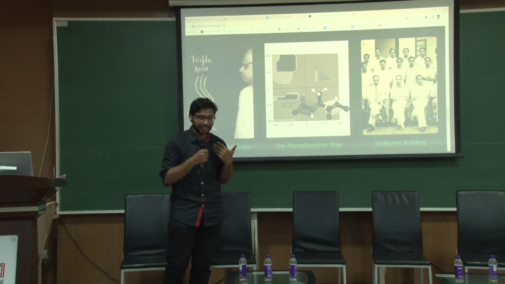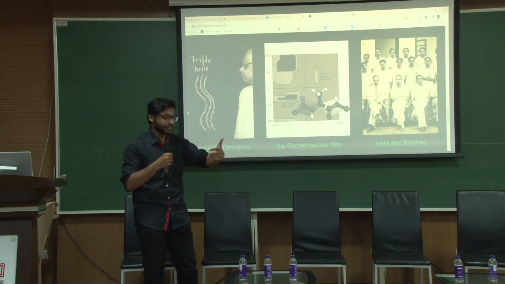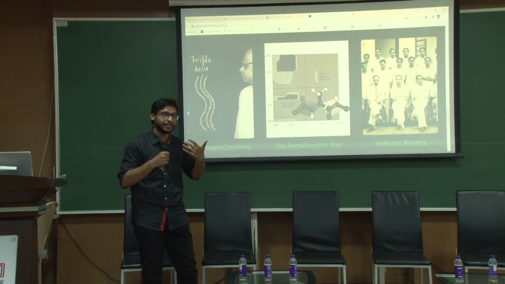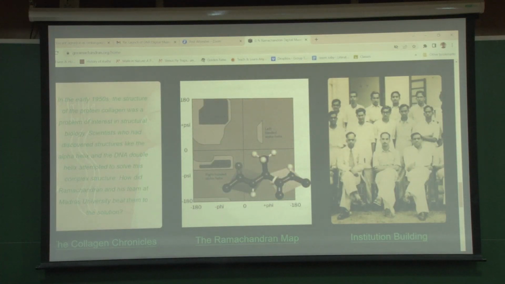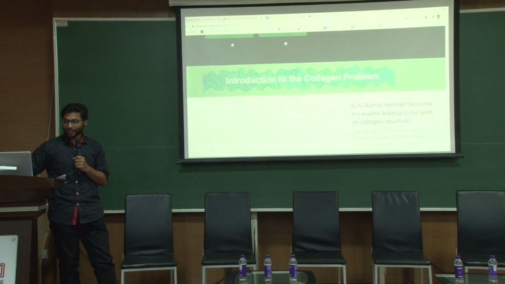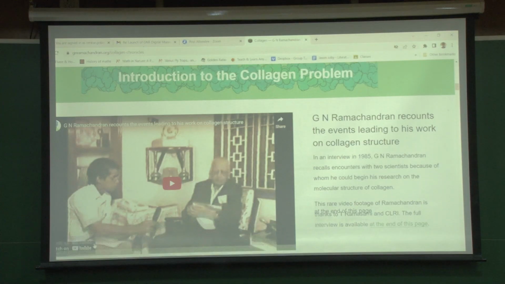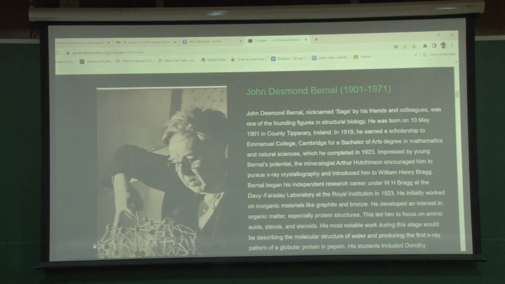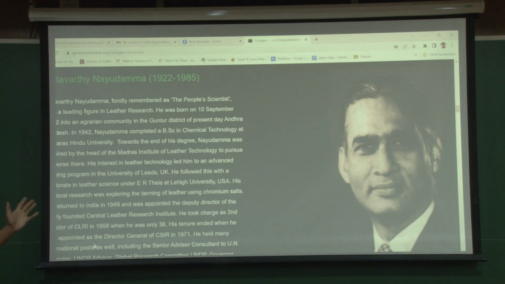Neha started the event by talking about C.V. Raman's impact by having students like GNR, and GNR's impact by founding an entire field in India. His students also we try to acknowledge. For example, in the collagen page, the science, the things that we are interested in finding out more about is, one, how he gets motivated into the collagen structure. We saw the movie, we saw about Bernal. We also give enough space for Bernal to have discussions around him, what he was like. So all the people who are involved in the GNR story, Professor Naidama.